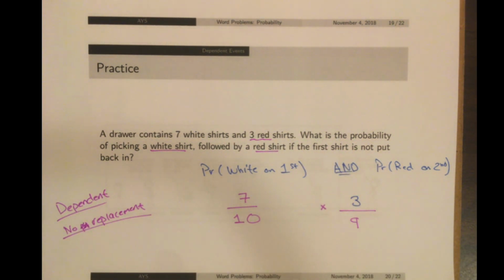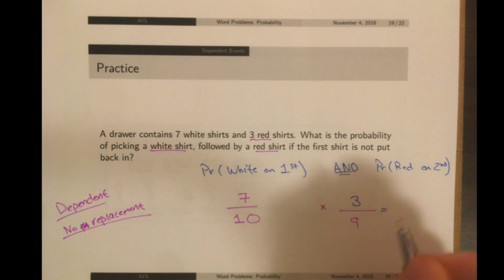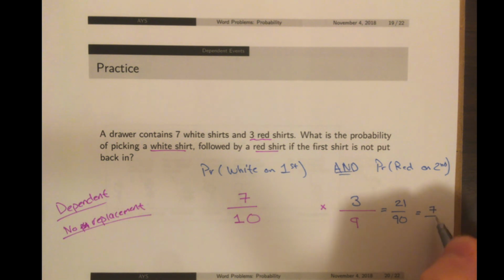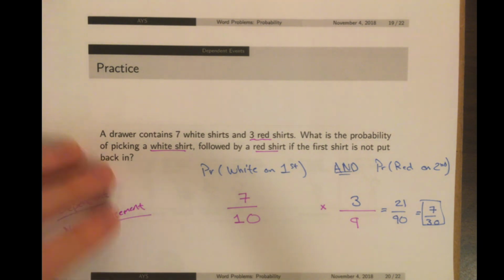If I wanted to get a white on my second pick, then yeah, I would have to do 6 over 9, because I've already taken 1 of the white shirts out of the drawer. But I haven't done anything to the reds. They started with 3. By the time I'm taking my second pick out of the drawer, there's still 3. So this is going to be 3 over 9. And then 7 times 3 is 21, and 9 times 10 is 90. Divide the top and the bottom by 3, and you get 7 over 30. Okay, I think that's the last one.